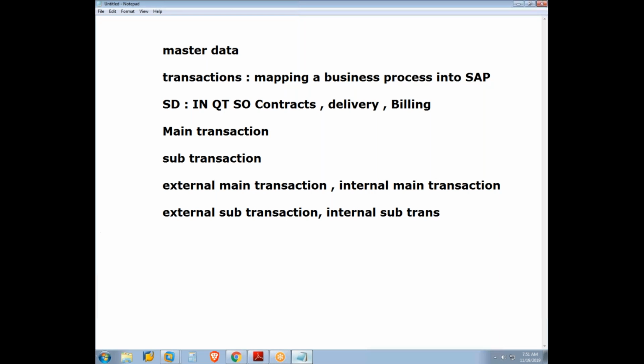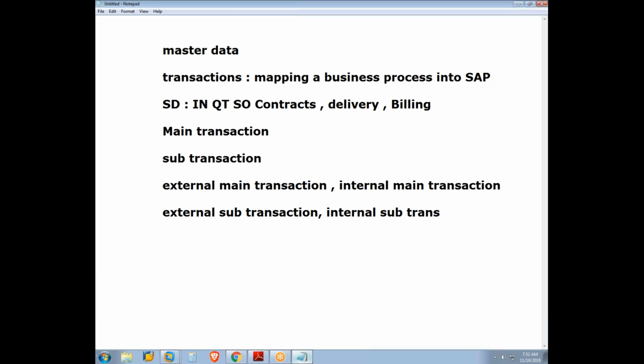So whenever you define the main transaction, it is an independent definition. But the sub transactions are defined in the system with a reference to a main transaction. One main transaction can have one minimum sub transaction, or there can be multiple sub transactions. So sub transactions are not defined independently. They are defined for a particular main transaction.